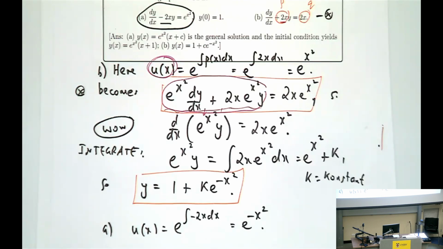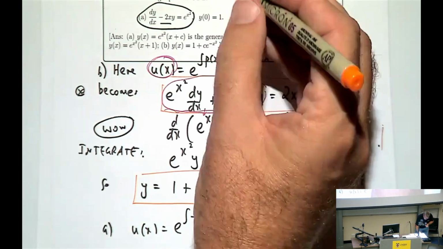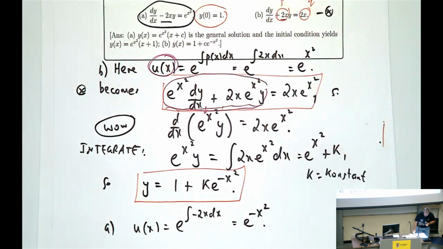Now remember, in part A, you've got a little bit of extra information. You've got what's known as an initial condition, and you can use that to calculate any constants of integration. Don't have that in part B. Questions? Okay.